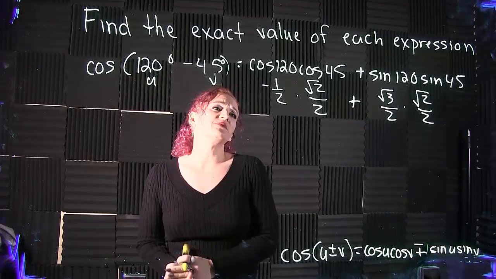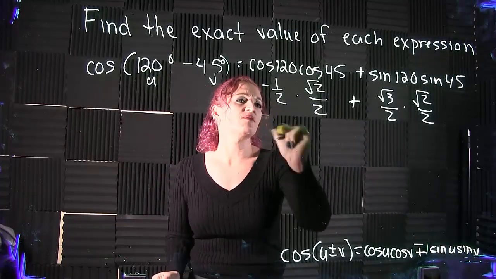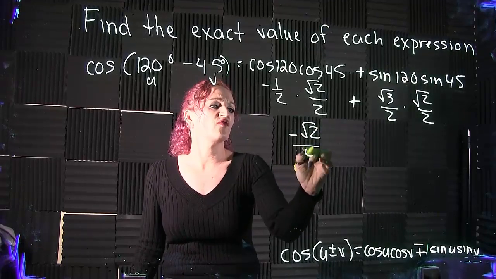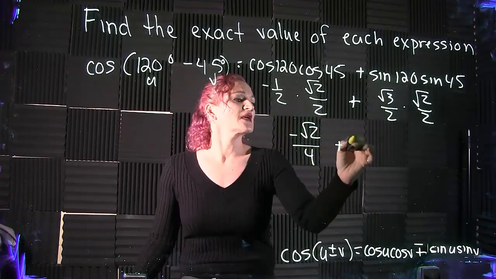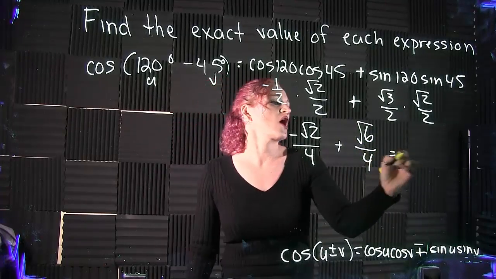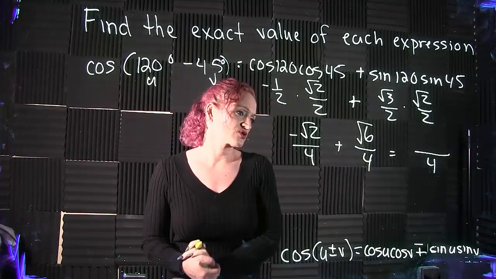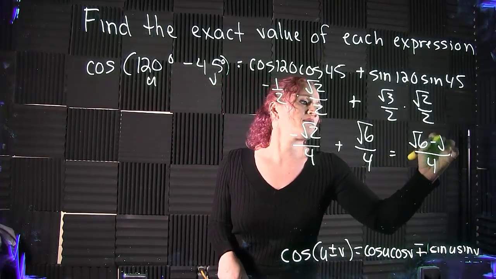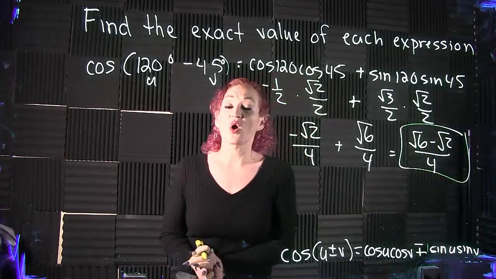Otherwise, simplifying this down by hand real quick here, multiplying our numerators gives us a negative square root of 2 over 4 plus a square root of 6 over 4. Since we do have common denominators, let's go ahead and put those common denominators together. And we're going to have a square root of 6 minus a square root of 2 over 4.